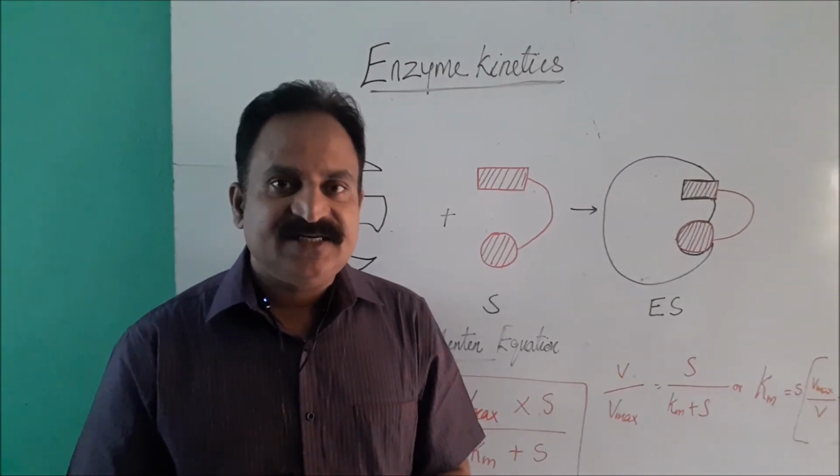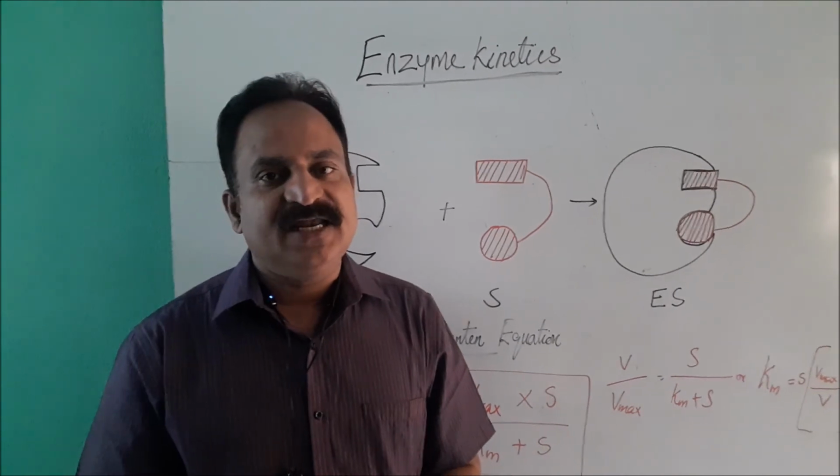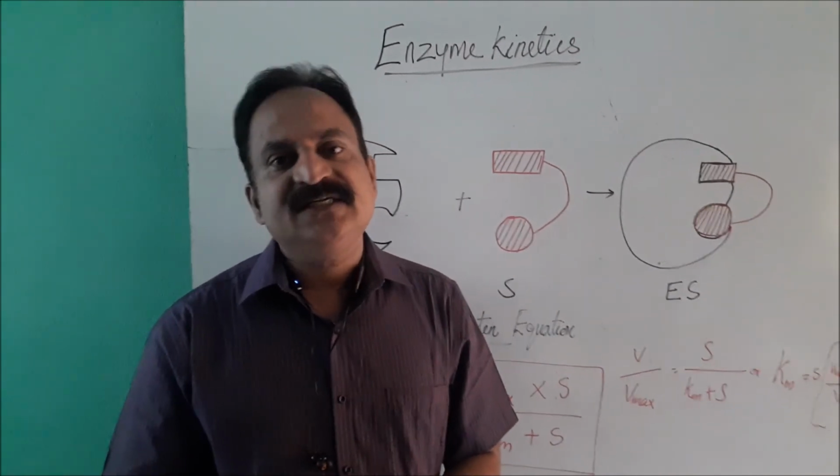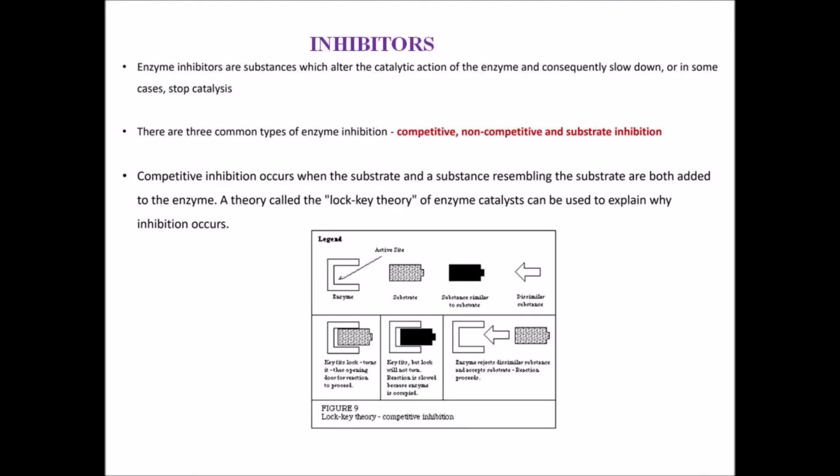We can see in detail what inhibitors are and how an enzymatic reaction is inhibited. Enzyme inhibitors are substances which alter the catalytic action of the enzyme and subsequently slow down or in some cases stop catalysis. There are three common types of enzyme inhibition: competitive, non-competitive and substrate inhibition.